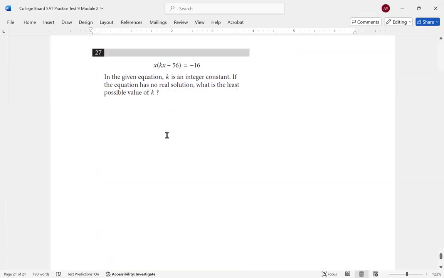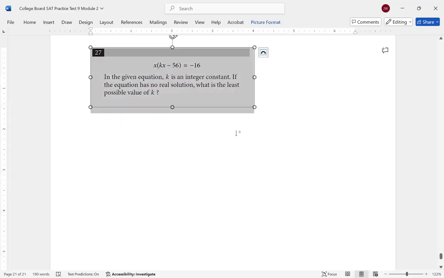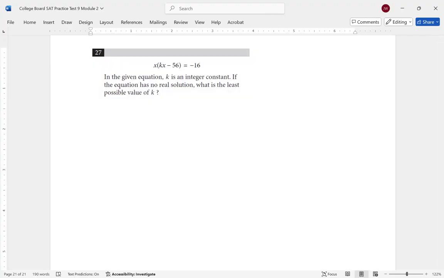Question 27. In the given equation, K is an integer constant. If the equation has no real solution, what is the least possible value of K? All right, so no real solution. Let's start by simplifying this. Distribute that X, we'll get KX squared minus 56X is equal to negative 16. And then I'll add 16 to both sides, so we get a quadratic equation.